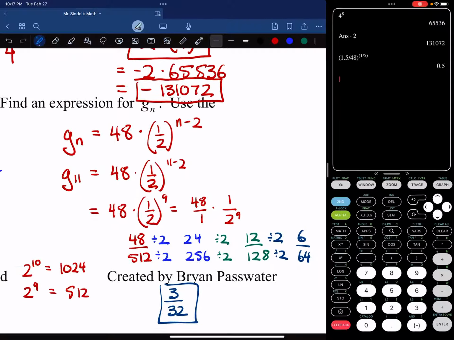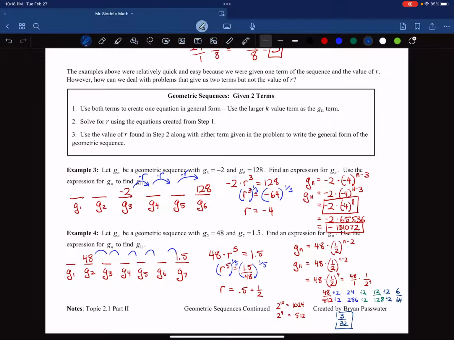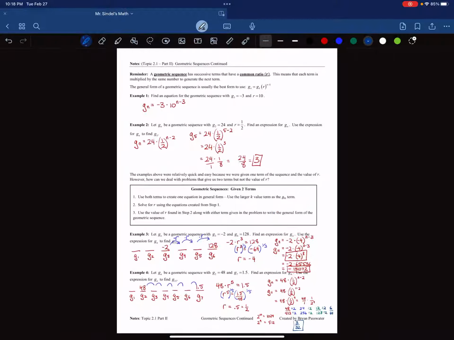All right. What is 48 divided by 2 to the power of 9? What is 3 divided by 32? Are they the same thing? Let's go! I got it right. They're the same decimal. Told you I didn't need a calculator. I just used it to check my work, which is what you're supposed to use a calculator for, right?